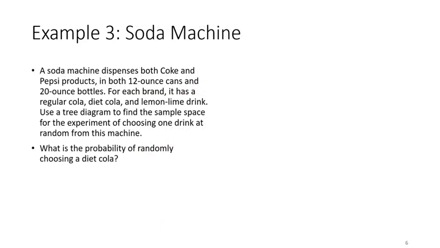We've got a soda machine that can dispense 2 different products of drinks, 2 different sizes of drinks, and then 3 different types of drinks. And we want to determine the sample space for this particular experiment if we're just going to choose a drink at random. So if we're going to choose a drink, then our first choice is Coke or Pepsi. And then from those, we can choose either a 12 ounce or a 20 ounce.